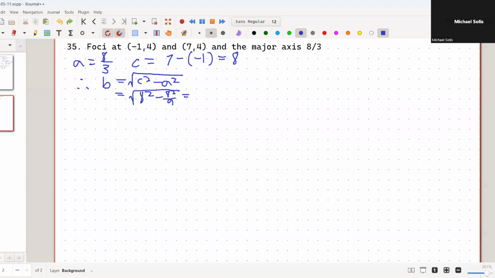Okay, so foci at -1. Teka, nag-translate, paano mo ginawa yan? Kailangan mo po ng translated act. So, translation equations.